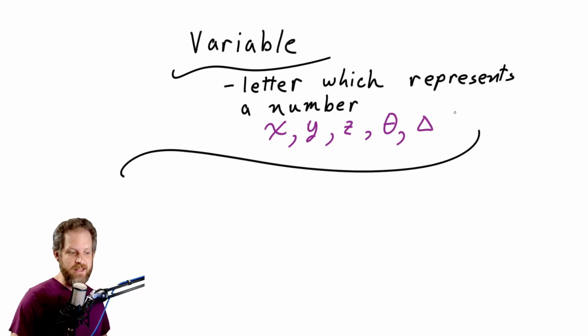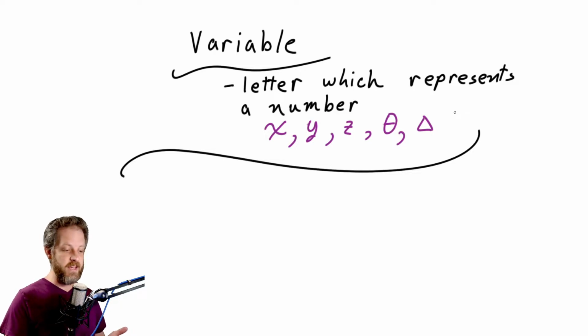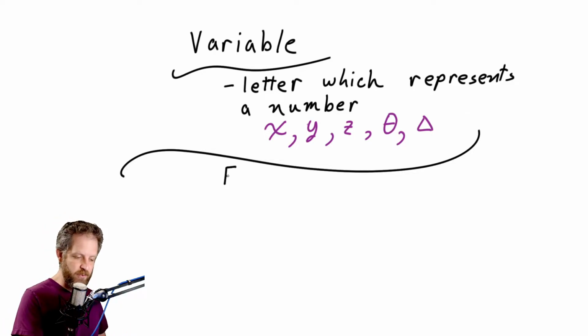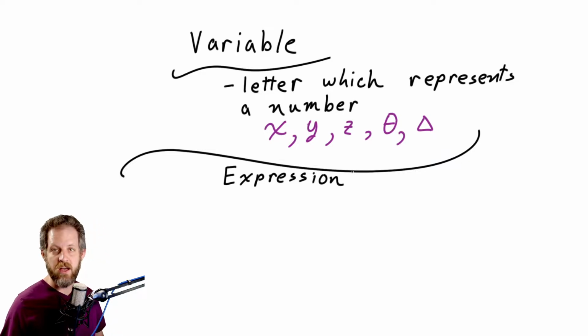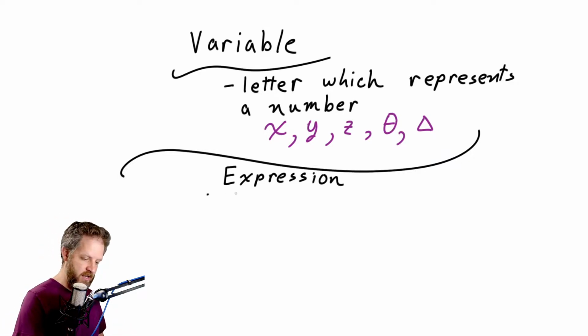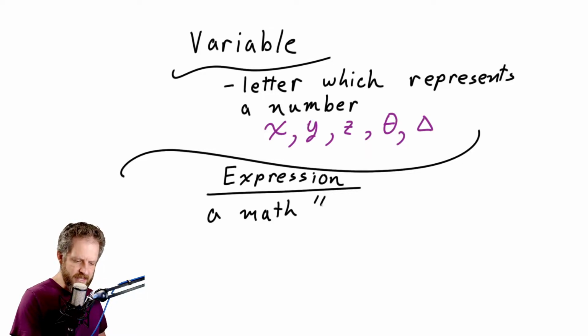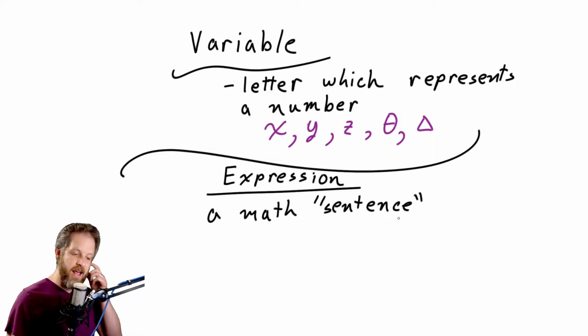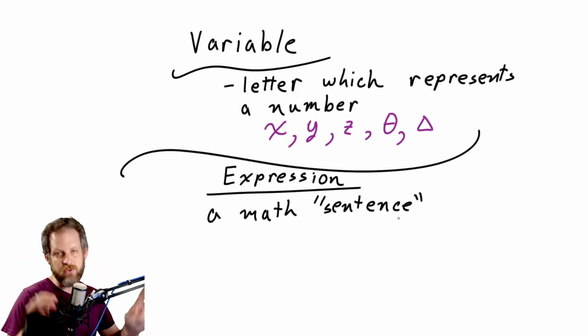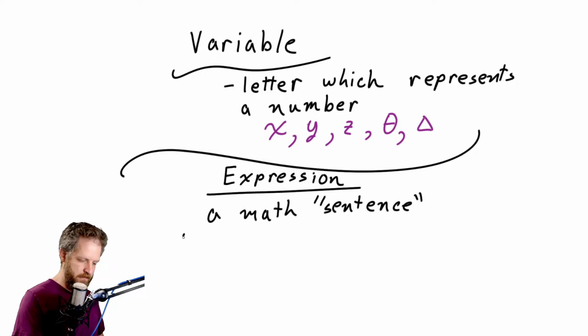So the next thing we're going to define is an expression. You probably saw and wrote down that the title of this lesson is variables and expressions, so it makes sense that the next word we're going to define is expressions. So what is an expression? An expression is a math "sentence." I'm going to put this in quotes because it's not really a sentence, but it's a good way to think about it so that we can understand it better, right?